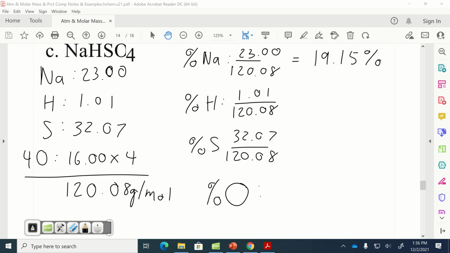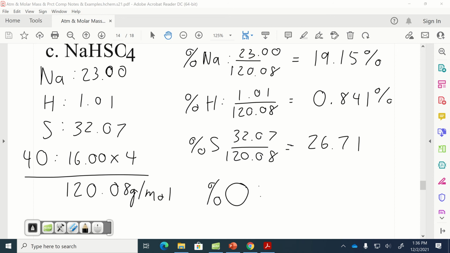1.01 divided by 120.08 is... I forgot to multiply. Oh my gosh, sorry. 1.01 divided by 120.08 times 100. This actually comes out to 0.841. And then 32.07 divided by 120.08 is 26.71. I'm going to just add all of those up.